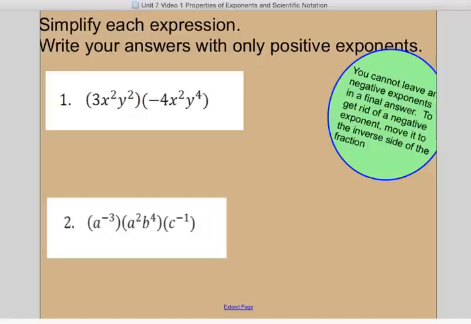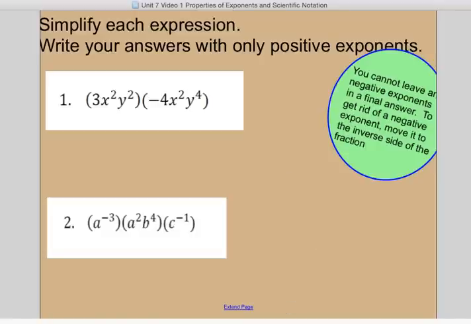So we have some problems here we need to simplify. So remember, you cannot leave negative exponents in your final answer. And to get rid of them, you change where they are on the fraction. Okay, so it says simplify each expression, write your answers with only positive exponents. It also cannot have any parentheses. And you can have every variable only written once. So we want to make sure we take care of that.